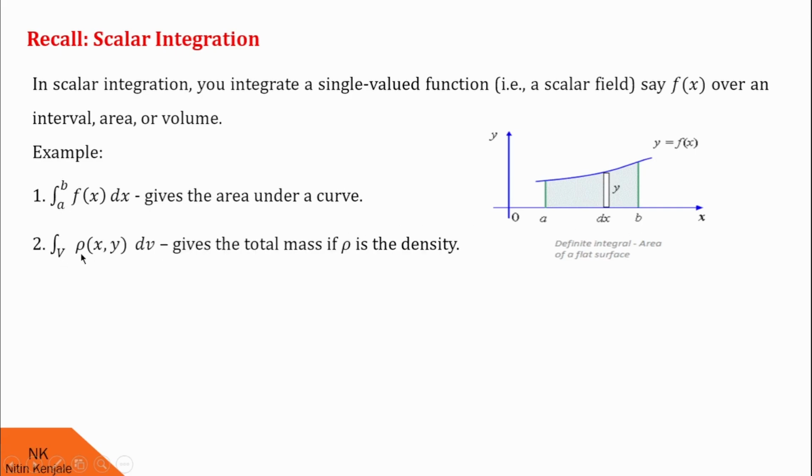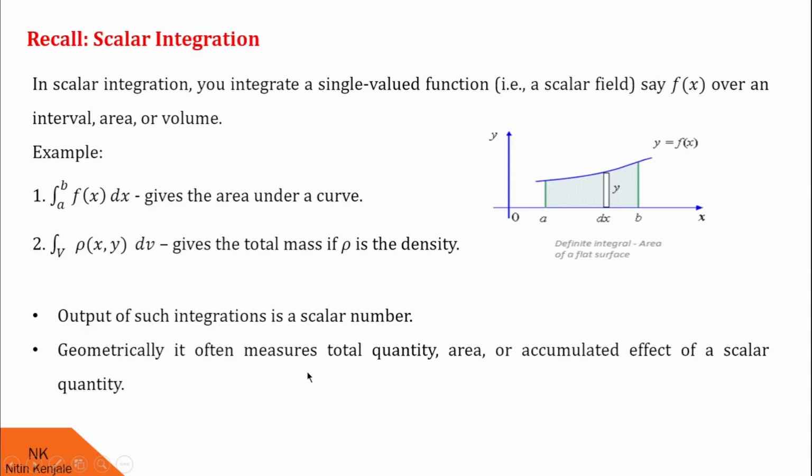Similarly, integration of rho of x comma y dV over the volume V gives the total mass if rho is the density function. Output of such integrations is a scalar number. Geometrically, it often measures the total quantity, area or accumulated effect of a scalar quantity.